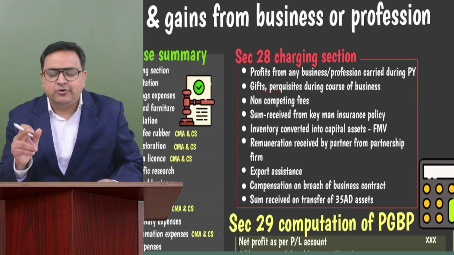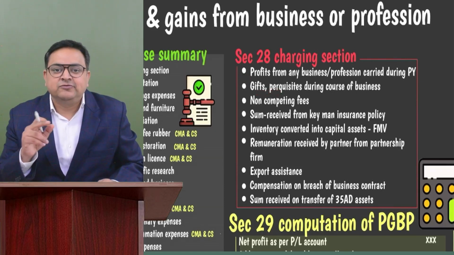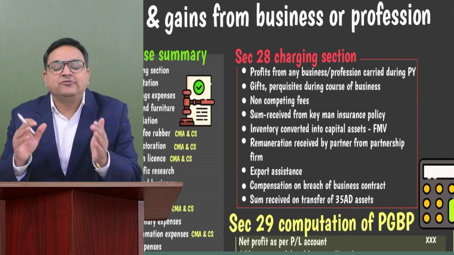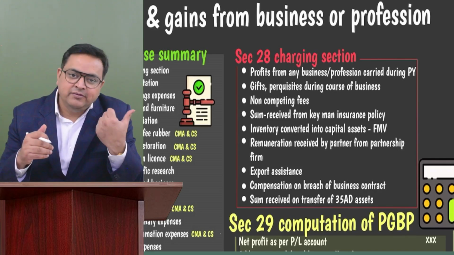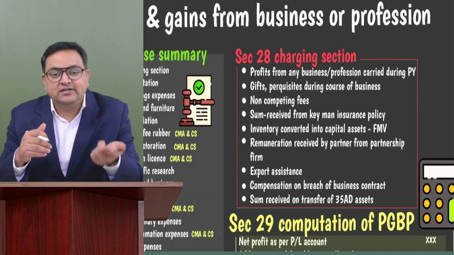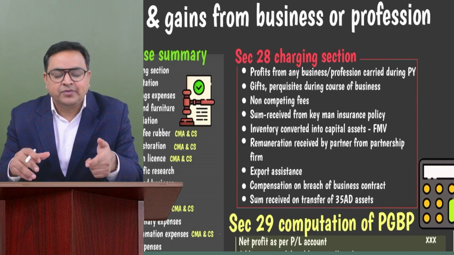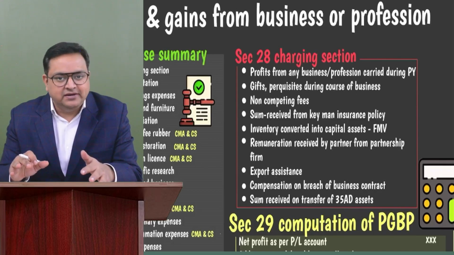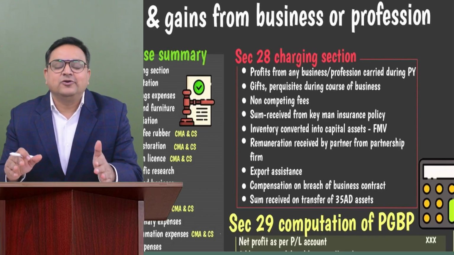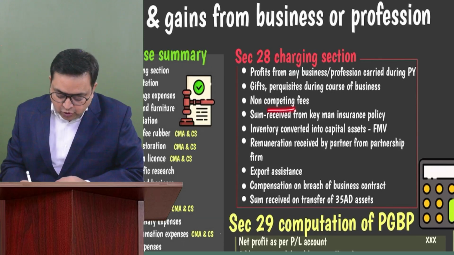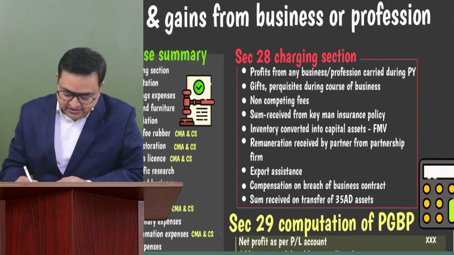Second, and most important, gifts or perquisites which we receive. Gifts are generally taxable under IFOS. But if the gifts are received from an employer, that will be salary income. But if the gifts, perquisites or other facilities are received in the course of our business and profession from our clients, from our customers, etc., it will become our PGBP income. So please remember, gifts in the course of business or profession are our PGBP income. Non-compete fees are our PGBP income.